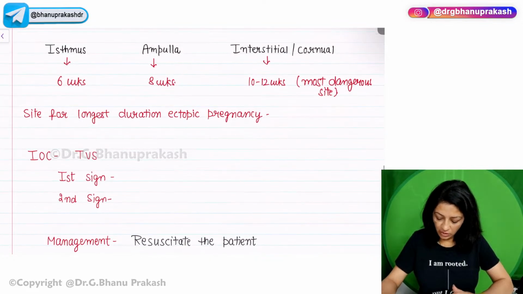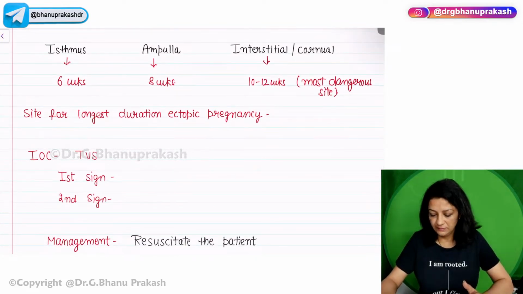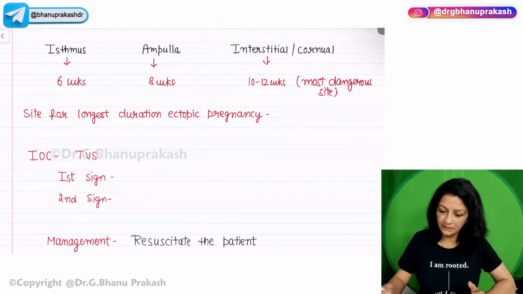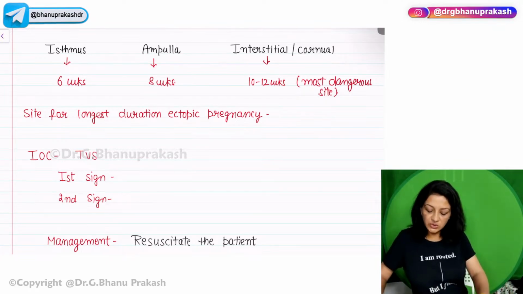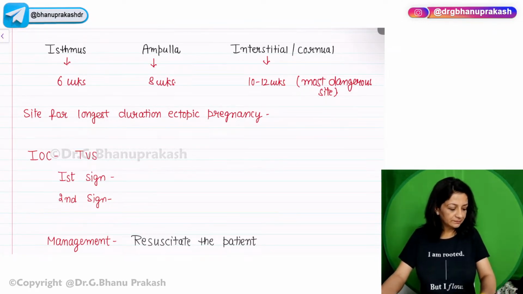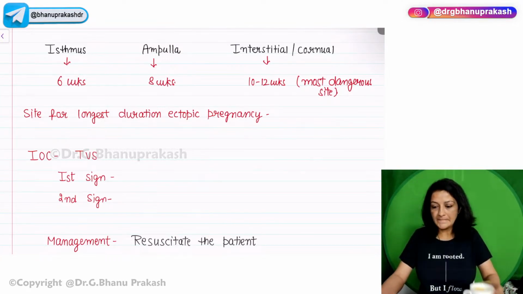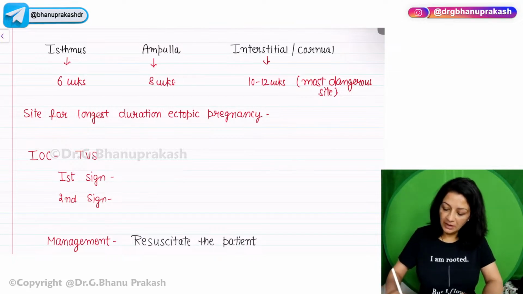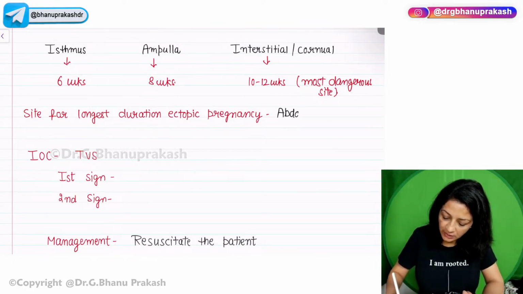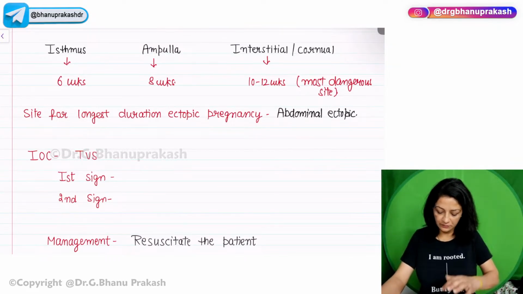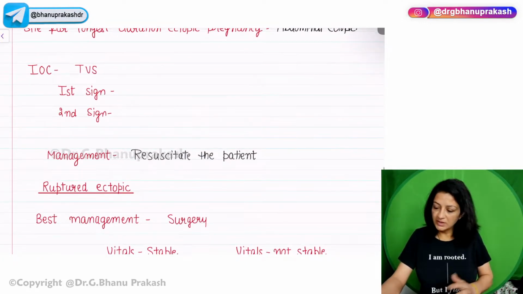So what is the site for the longest duration of ectopic pregnancy? Abdominal ectopic. Longest duration: abdominal ectopic. So the investigation of choice is ultrasound.